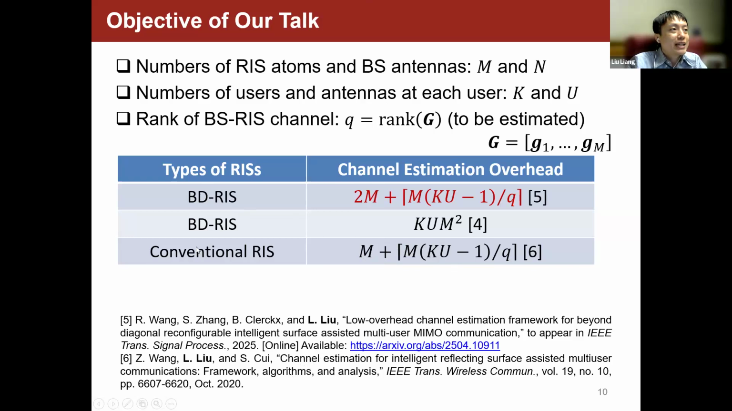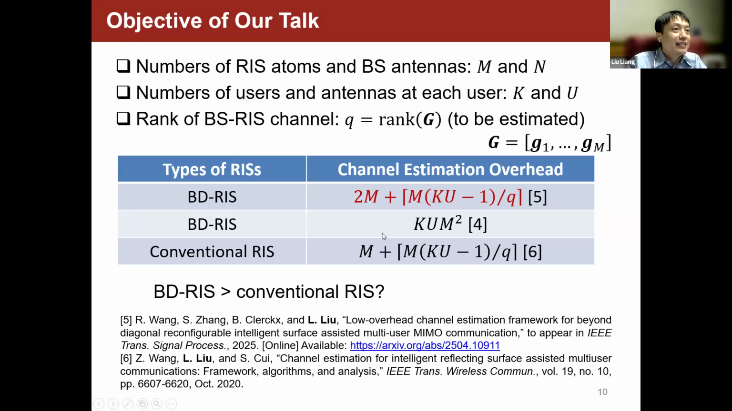If we compare BD-RIS and conventional RIS, we can see that they are almost the same in terms of the channel estimation overhead. Just this M is increased to 2M, but the order is the same. This is good news. So in the rest of this talk, I want to show this result, okay?